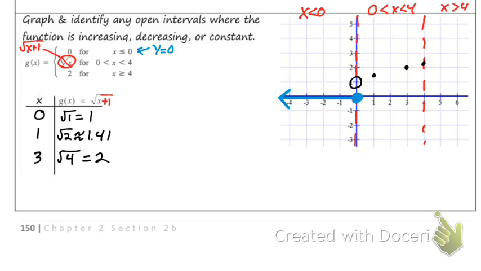Do I have an open or closed dot at x equals 4? That would also be open because both of those are just less than or greater than signs. There's no equal to signs. So those would both be open dots. So it looks something like that. That's good enough.